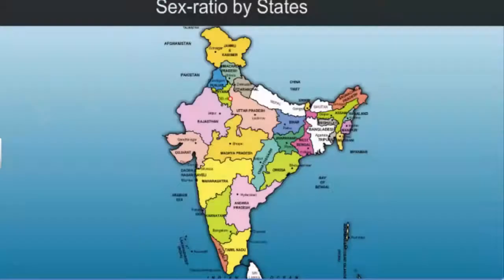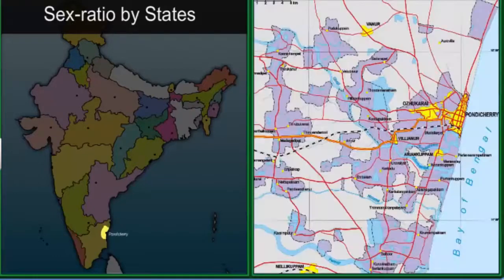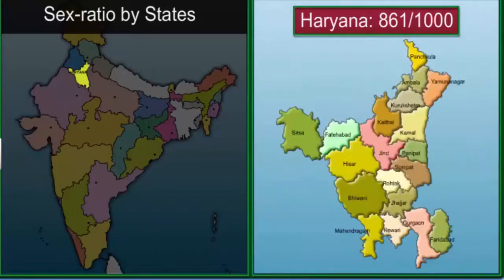Let's look at the sex ratio all over the country. Kerala has a sex ratio of 1,058 females per 1,000 males. Pondicherry has 1,001 females for every 1,000 males. Delhi's sex ratio is 821, while Haryana has 861 females per 1,000 males.